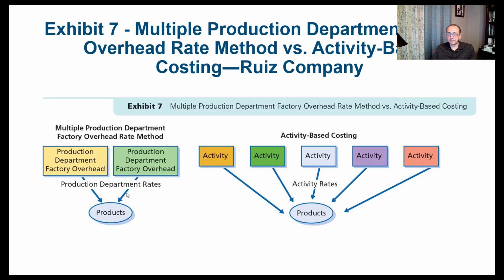As you can see here, in the multiple production department factory overhead rate method, we had two or more departments where we allocate the overhead among these departments, and then based on the allocation we calculate production department rates for each department, and this is how we allocate the factory overhead into products. In activity-based costing, this is different. We allocate the factory overhead into different activities, and then we calculate activity rates, and based on the activity usage multiplied by the rates, we calculate the factory overhead into the products.